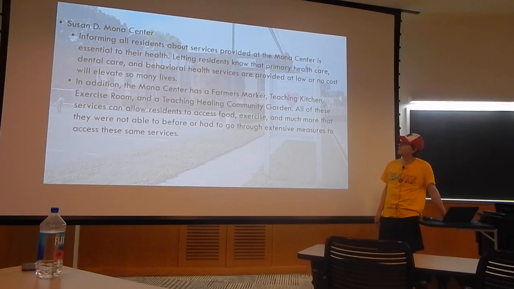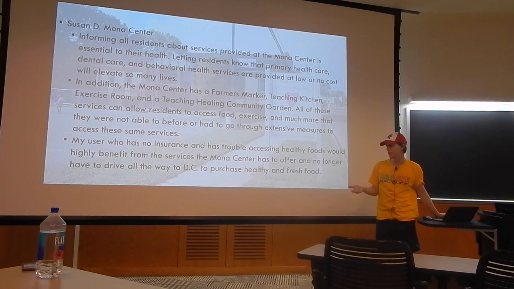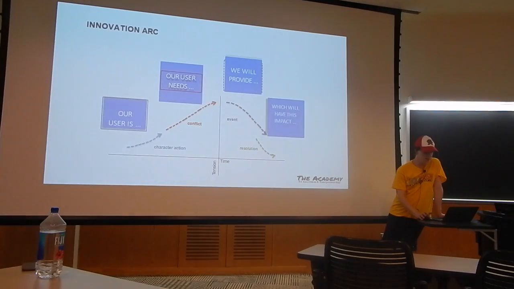In addition, the Mona Center has a farmer's market, a teaching kitchen, an exercise room, and a teaching healing community garden. And all of these services can allow residents to access food, exercise, and much more that they were not able to do before, or they had to go through extensive measures to access these same services. My user, who has no insurance and has trouble accessing healthy foods, would highly benefit from the services that the Mona Center has to offer, and no longer would have to drive all the way to Washington, D.C. to the African and international market to purchase healthy and fresh food, because this is provided at the Susan D. Mona Center.